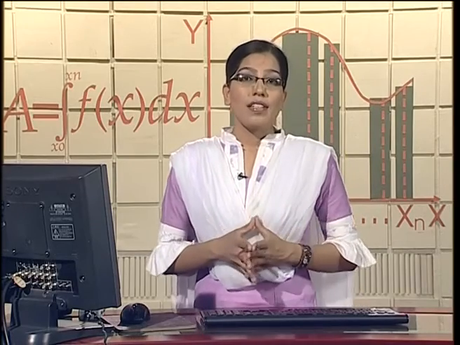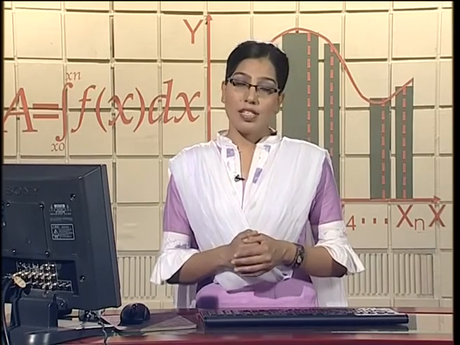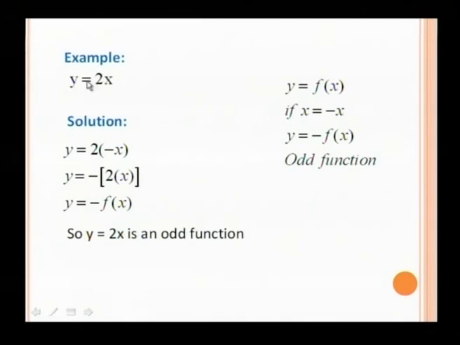To have more understanding of even and odd functions, we will discuss some examples. You can see the example on the screen. If we consider a simple function y is equal to 2x, on the right hand side you can see the definition of an odd function. If we put x is equal to minus x in this function, we get y is equal to 2 times minus x. And so we get y is equal to minus 2x, which finally gives you y is equal to minus times the same function, which shows that y is equal to 2x is an odd function.